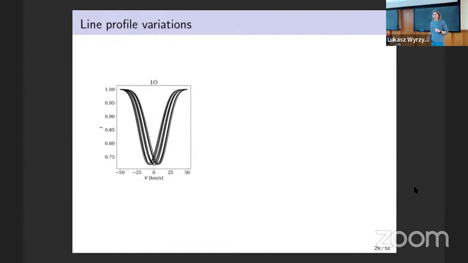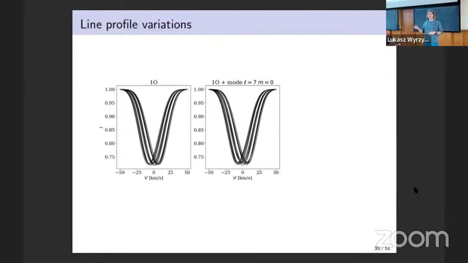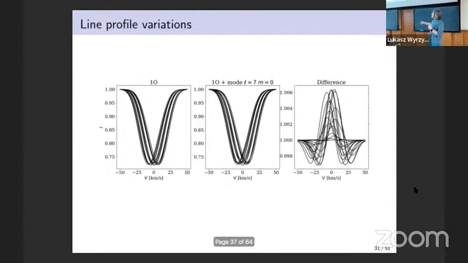And here is an example of how those line profiles change because of the pulsations. Here we have a few line profiles that are affected by pulsation in the first overtone, so the profile just moves left and right. And here we have variations of those line profiles due to pulsations in the first overtone and an additional non-radial mode of degree 7. There's not much difference between the two, but if we subtract one set from the other, there is indeed a difference caused by the presence of the non-radial mode, but this is an extremely subtle effect of very low amplitude. So the question is, if we add noise and gaps into those observations, is that even detectable? This is what I tried to test.